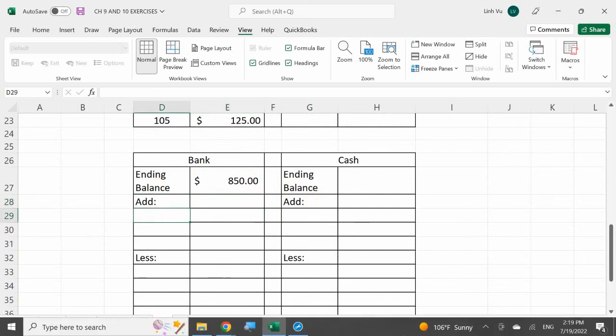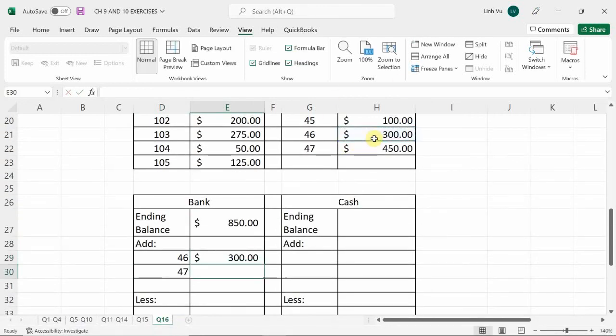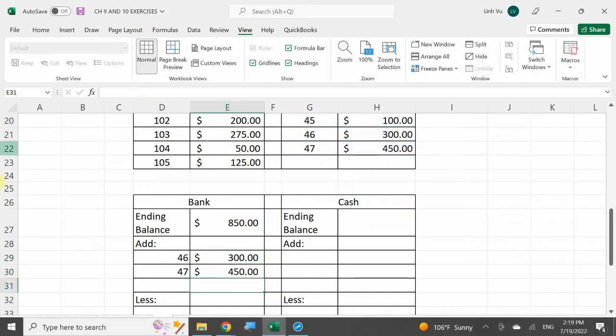So again, I'll just type in here 46 for the $300, and the 47 for the $450.